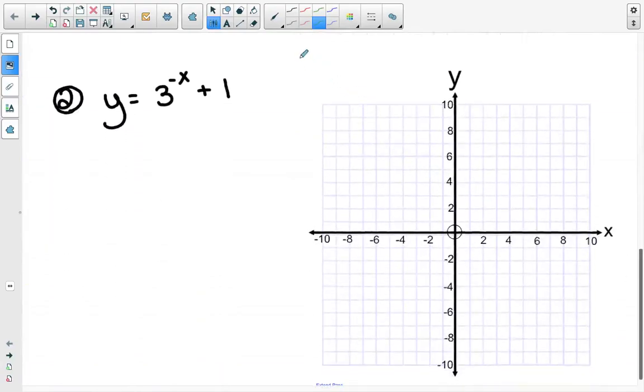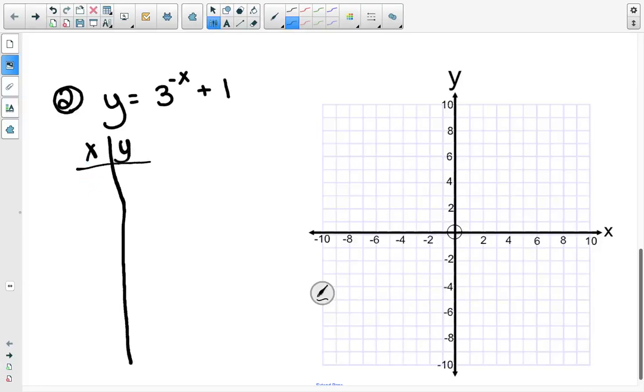All right, here's another problem. Again, I'll give you your inputs. I want you to fill out your input-output table. Okay. And I'm going to make them -2, -1, 0, 1, and 2. Okay, so pause the video and figure out your values.